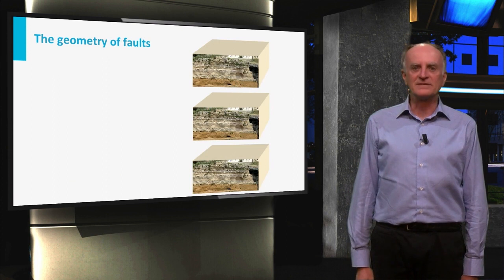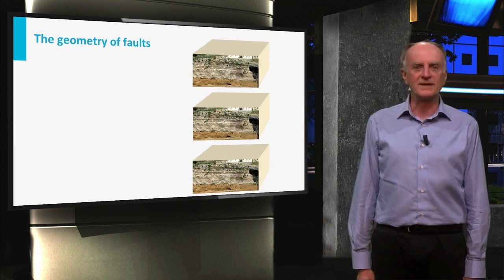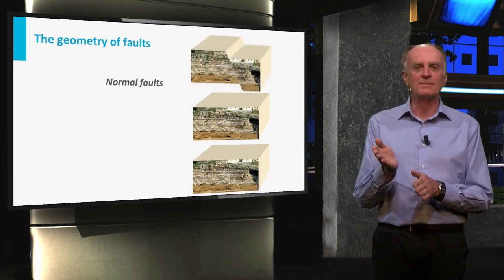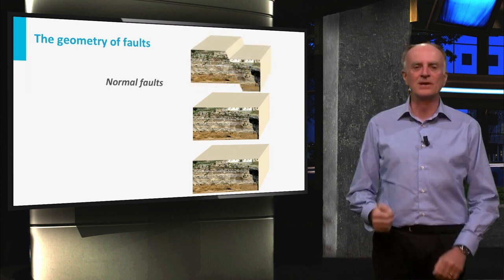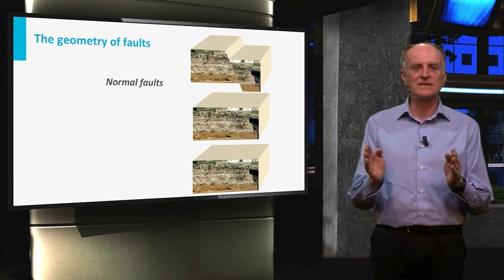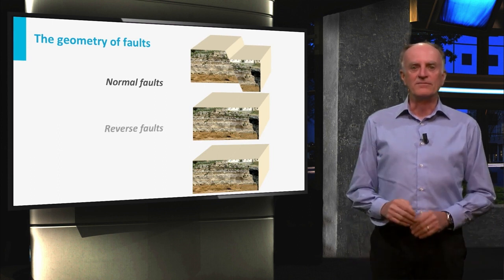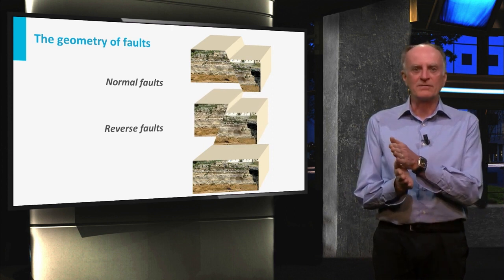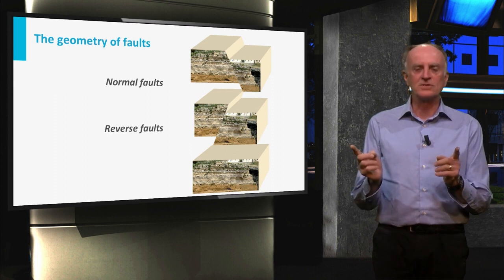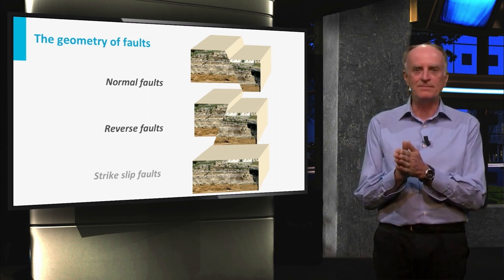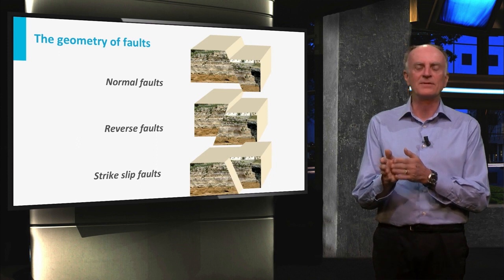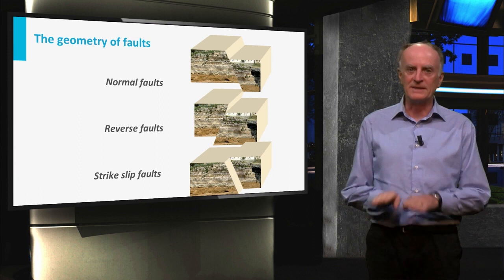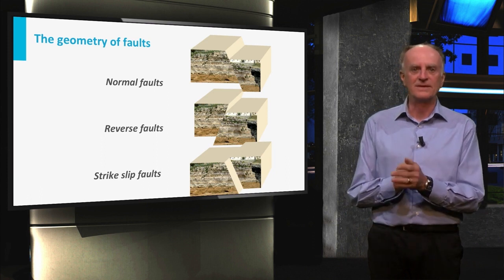Depending on the relative sense of movement of one block with respect to the other, we can distinguish 3 types of faults. Normal faults, when the upper block slides down with respect to the lower block, causing an increase in horizontal length. Reverse faults or thrusts, when the upper block slides upward with respect to the lower block, causing horizontal shortening. Strike slip, when the 2 blocks move laterally with respect to each other. Strike slip faults are often subvertical and can be sinistral or dextral.